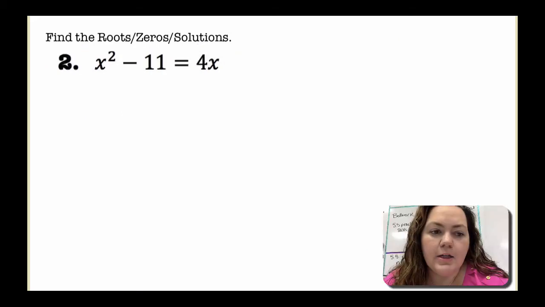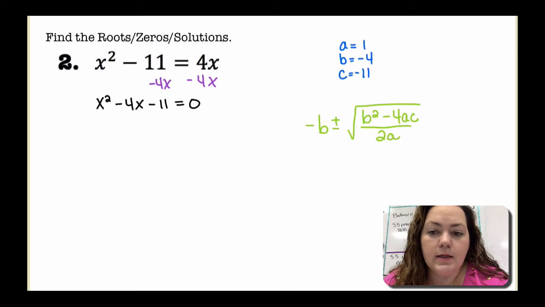Okay, next problem: find the roots, zeros, or solutions. This problem is actually not set equal to 0, and it's not in standard form for a quadratic. So I need to move the 4x to the other side, and I want it to go in the middle. I'm going to move the 4x to the other side of the equal sign and rearrange it, so it's x squared minus 4x minus 11 equals 0. Now I can pull out a, b, and c. A is 1, b is negative 4, and c is negative 11.